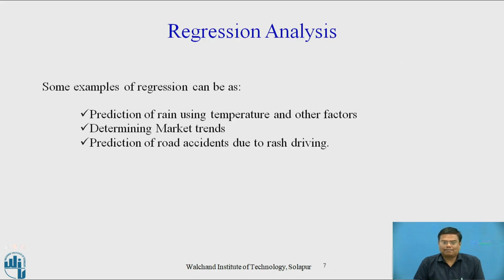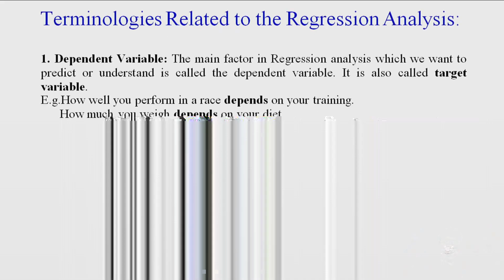So some of the examples of regression can be the prediction of rain using temperature as one of the factors. So rain is the target and the independent parameters are temperature and other factors. Determining market trends, or prediction of road accidents due to rash driving. So these are some of the examples of regression analysis.